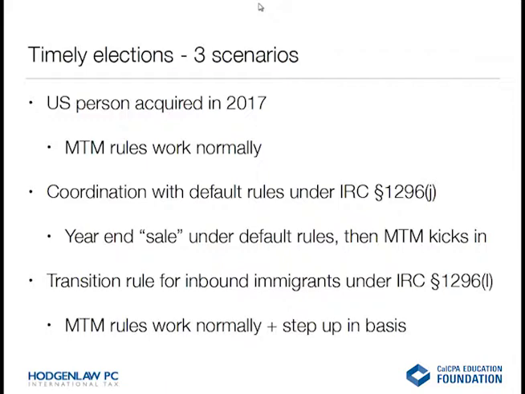The last way you can make a timely election is if you follow the transition rule for inbound immigrants under 1296(l). And this one is if someone owns something that is a PFIC, but that person isn't yet a U.S. person subject to U.S. tax, they become a U.S. person through whatever route they choose to take. And at that point, they want to use the mark-to-market election for their PFIC. If they do it in the first year that they're a U.S. person, they can make the mark-to-market election, and they get a step up in basis to fair market value for when they become a U.S. person. And we'll talk about that one a little bit later as well.